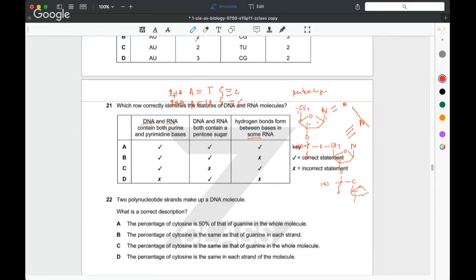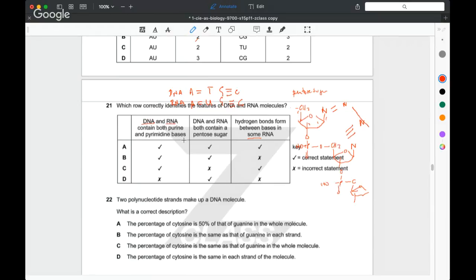The other difference, of course, is that D stands for deoxy, because there's no hydroxide group, OH group there, whereas RNA has hydroxide groups on all of the carbons in the pentose sugar. So it's ribonucleic acid, not deoxyribonucleic acid. Okay, so that's DNA. It's double-stranded.